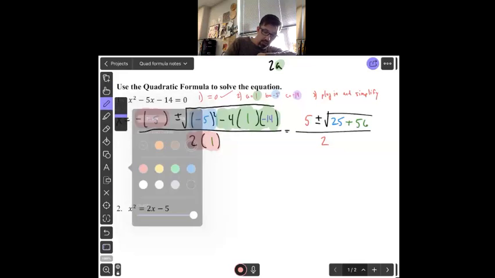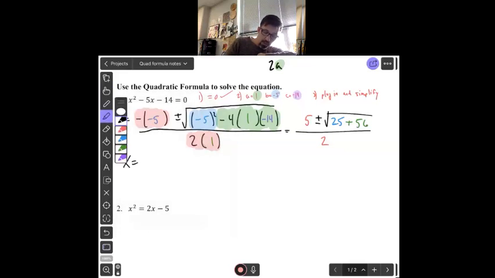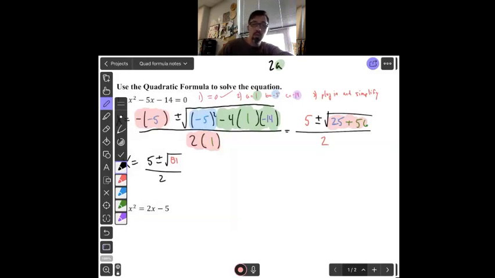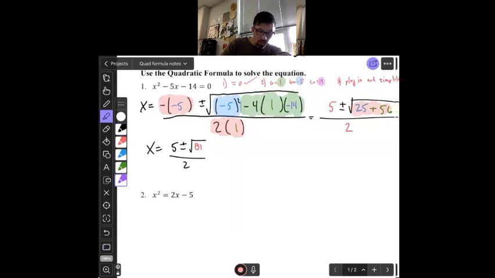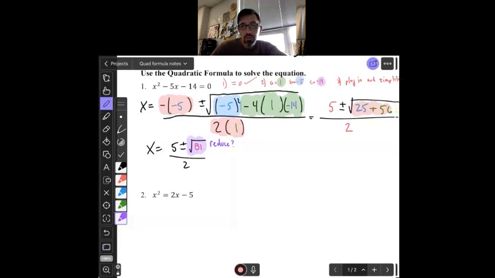All right, so what's the next thing we should do to simplify this? Now we're looking under the radical, still not done simplifying that. So 25 plus 56 is 81. So I get 5 plus or minus the square root of 81 over 2. At this point, you should be looking at this and saying, can I reduce this? Can I simplify that? What's the method we use to reduce radicals? What do I call that?